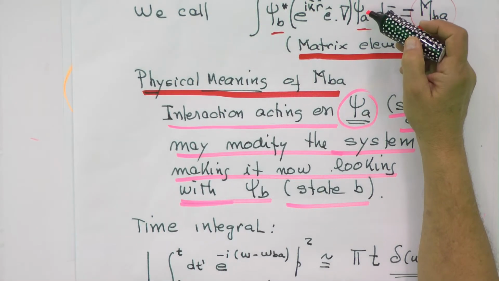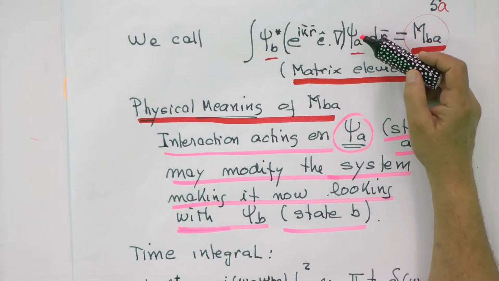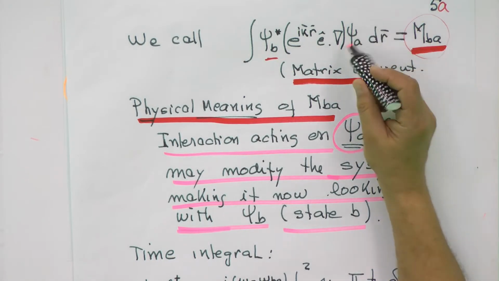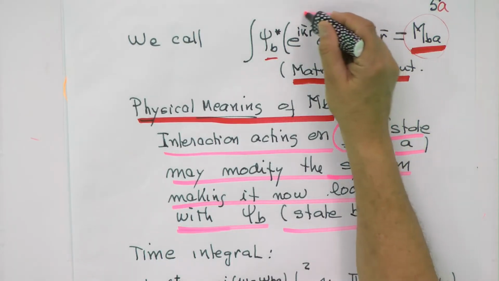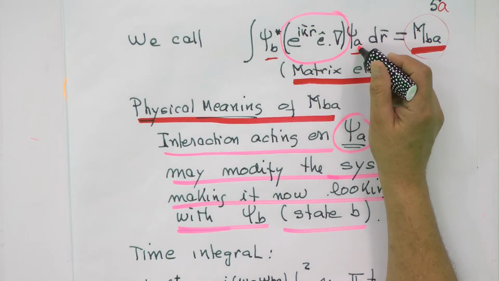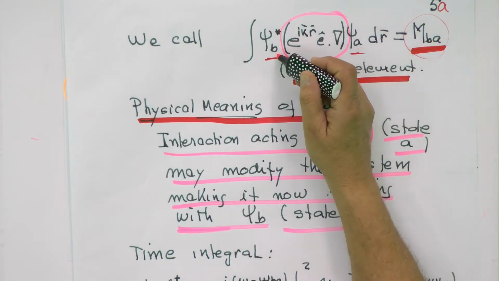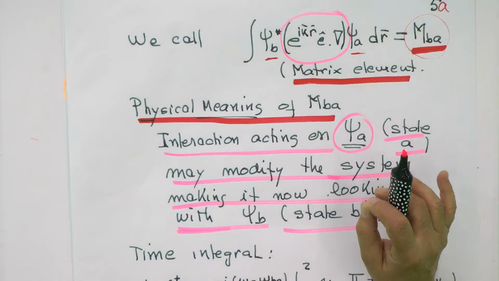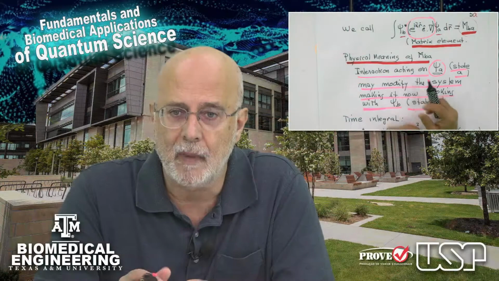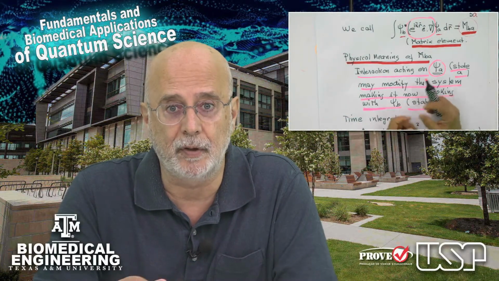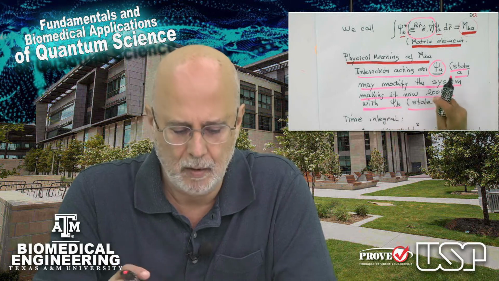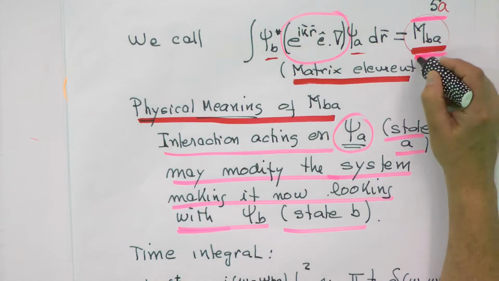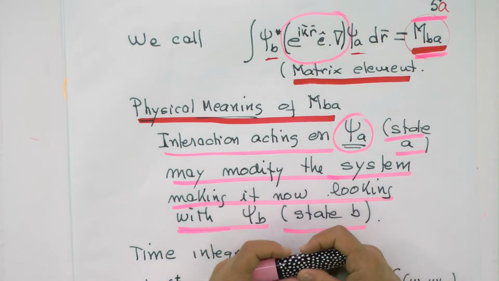And that's the only way of this not being zero. If this state A, under the action of the electromagnetic field, changes a little bit, looking a little bit like B, then this integral is no longer zero. It can be very tiny, which means a weak coupling, or it can be very big, which means a strong coupling. And this matrix element is fundamental for anything we do on the light-atom interaction.